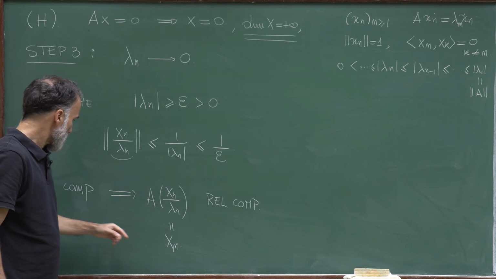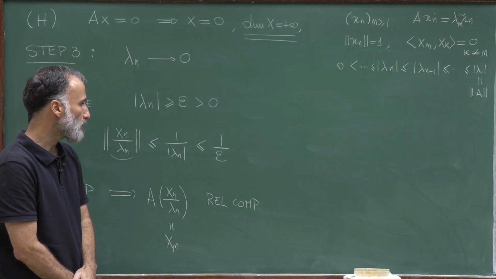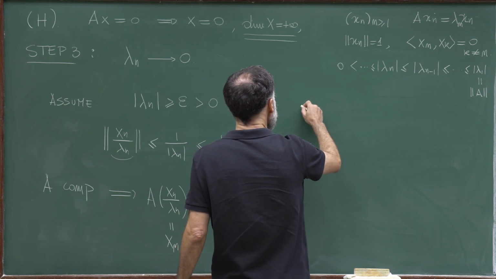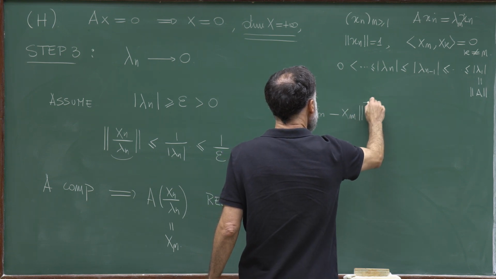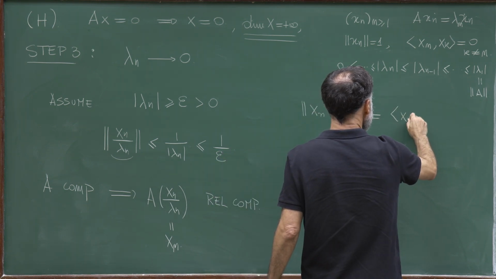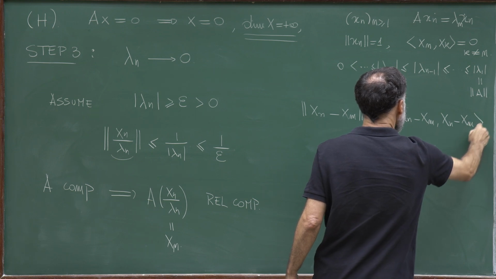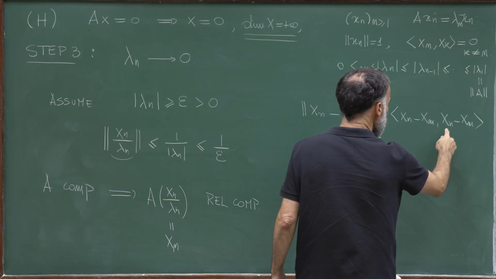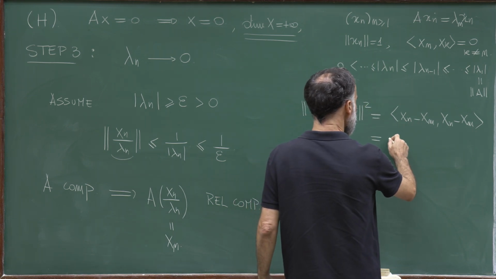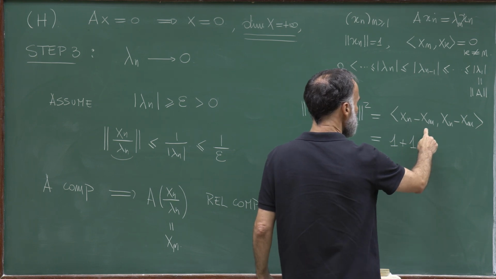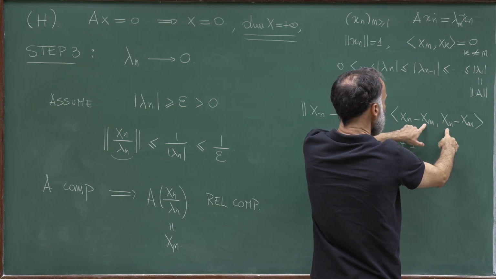So what the compactness of A tells us is that the sequence xn is relatively compact. But this can't be, because if you consider the square of the norm of xn minus xm, so this is the scalar product of xn minus xm with xn minus xm, you have the diagonal terms, which give you 1 because the xn have norm equal to 1. So you have 1 plus 1, the two diagonal terms. And then you have the off-diagonal terms, but since the xn are orthogonal, they are 0.